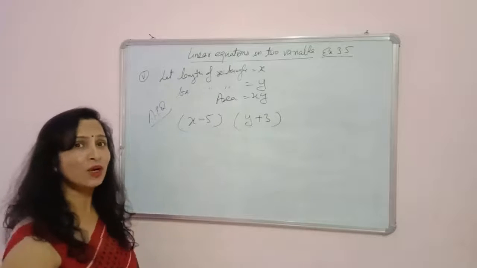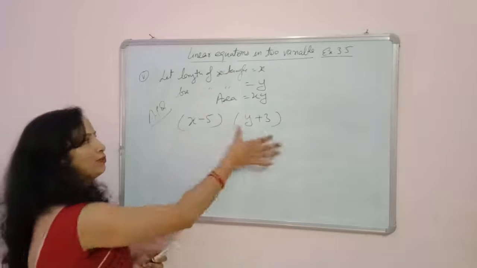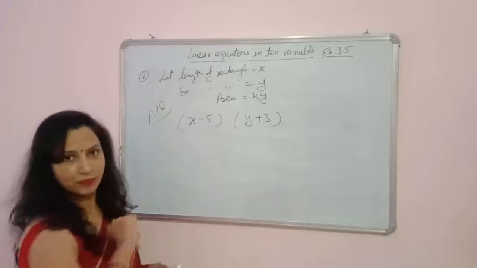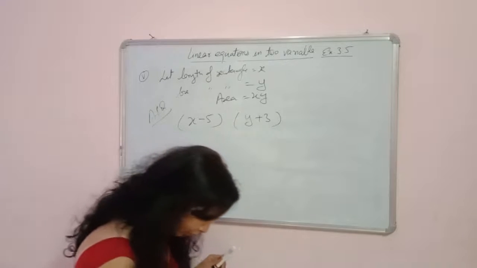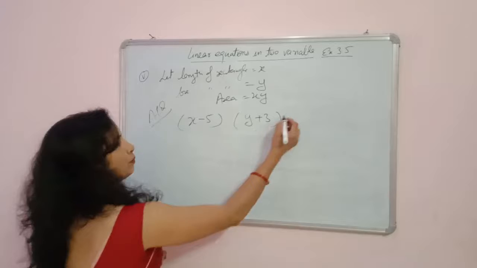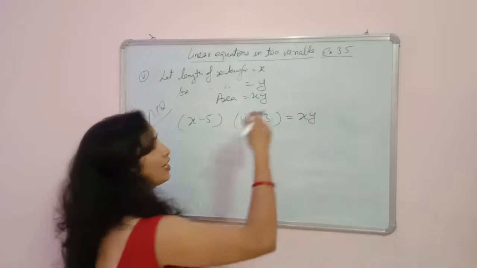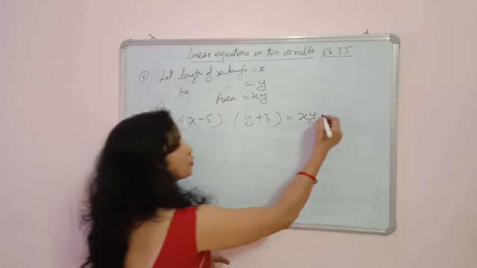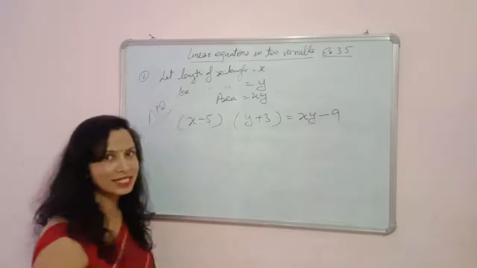What should be the area now? The same formula, the length multiplied with the breadth. This is the new area. And according to the question, the area is reduced by 9. It means initially it had the area of xy and it is reduced by 9, so it becomes xy minus 9.